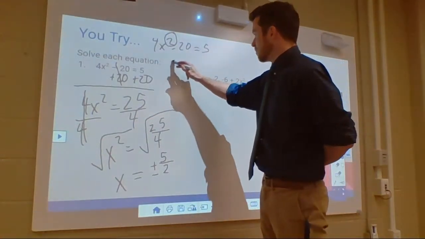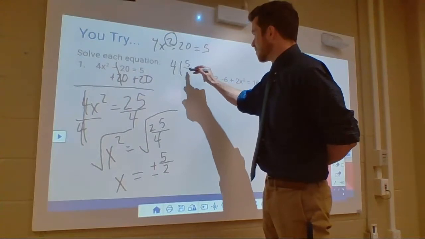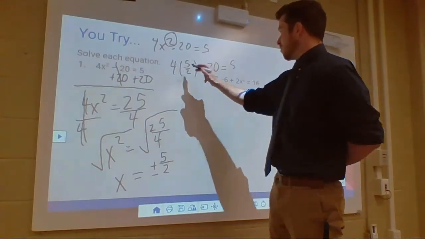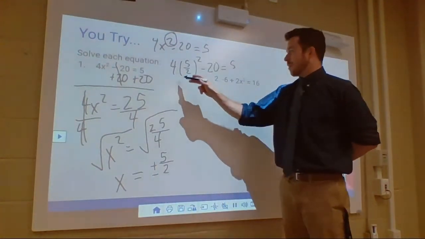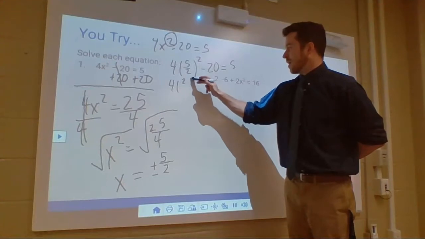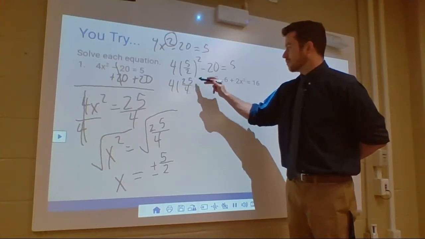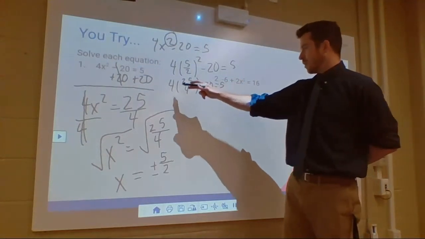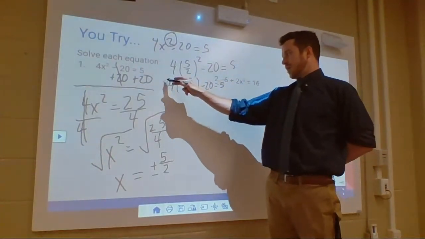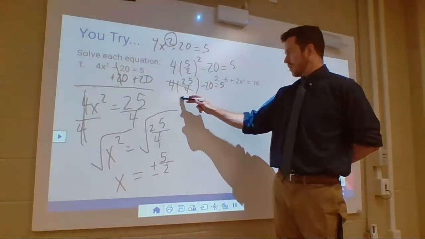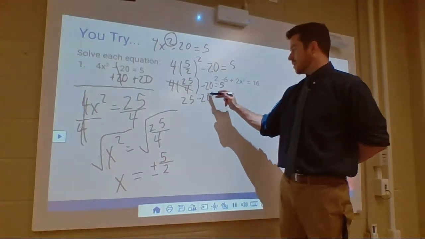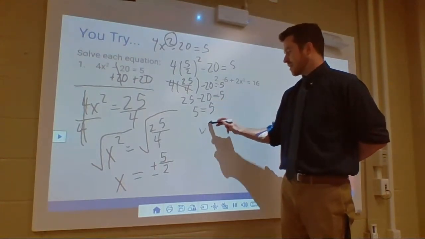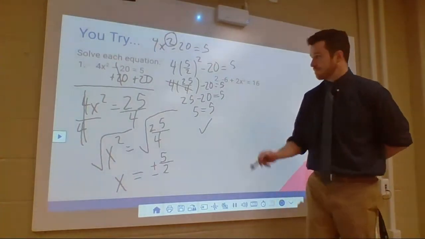If I substitute positive 5 halves into this equation, oh, that's squared, right? I'm going to get 4 times 25 over 4 minus 20 equals 5. Well, 4 times 25 over 4, that's just going to cancel. And we end up getting 25 minus 20 equals 5. So 5 equals 5. That checks out. So positive 5 halves works here.